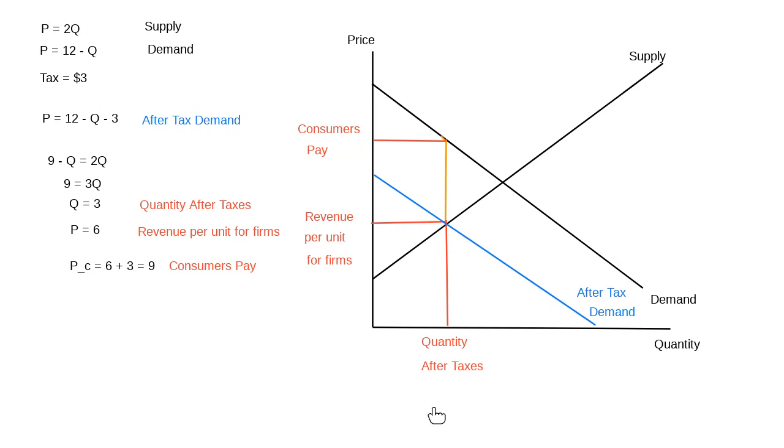So if we go to the answers, A and B can't be correct because they say that after the tax, Q is equal to 5, but indeed Q is equal to 3. For C, it says that the consumers pay $6 per gallon, but we see that the consumers pay $9 per gallon. So the answer is D. Q equals 3, which we found, and revenue per gallon is $6, which we also found.